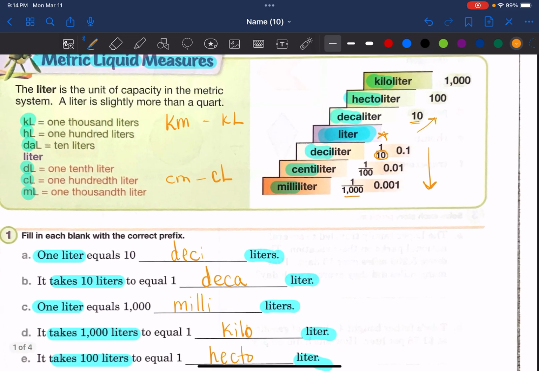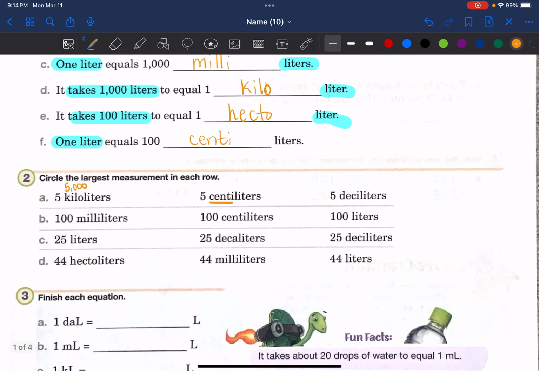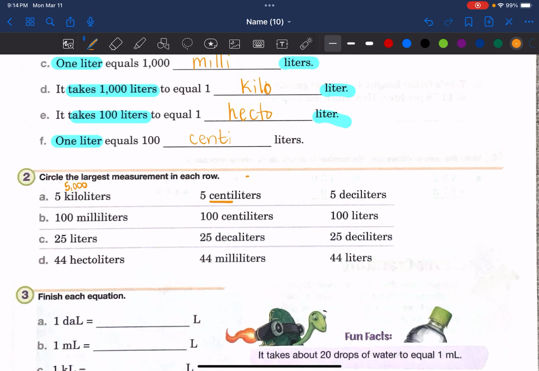Centi, if you remember up here, was a decimal that was in the second place value over. So if it's 5 centiliters, then it means it's 0.05. And deciliters would be 0.5. Well, which one of these is the largest? This one's the largest. Okay.